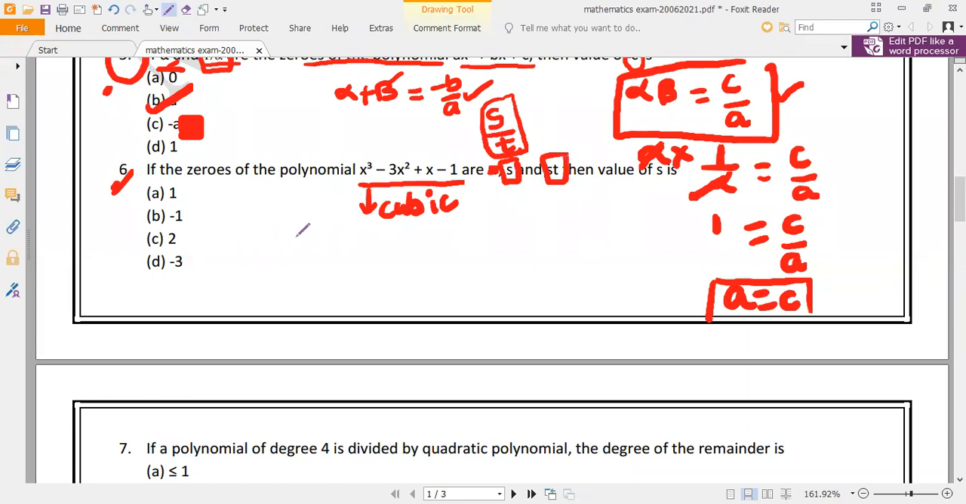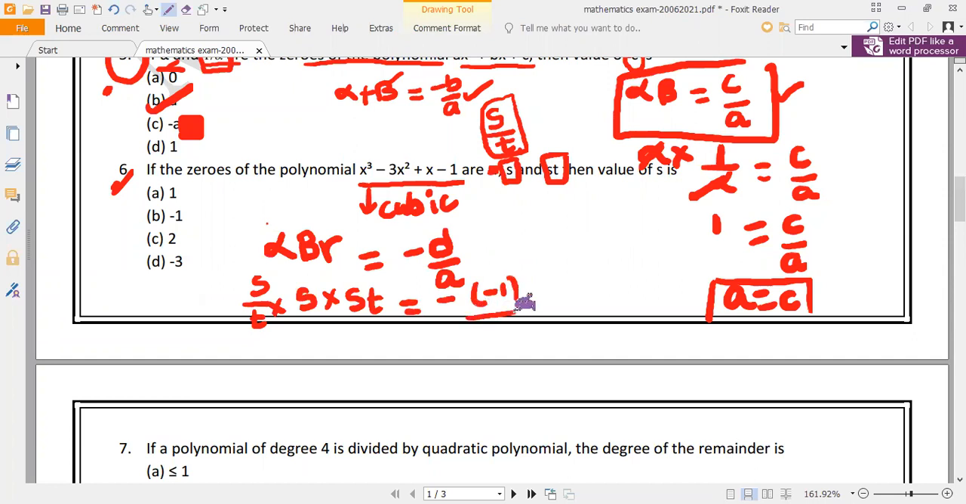Okay. So, what is the relationship between product of zeros and coefficients in a cubic polynomial? Alpha beta gamma is equal to minus d by a. What is our alpha? s by t. Into beta, s. Into gamma, st. Equal to minus of minus 1 by 1.